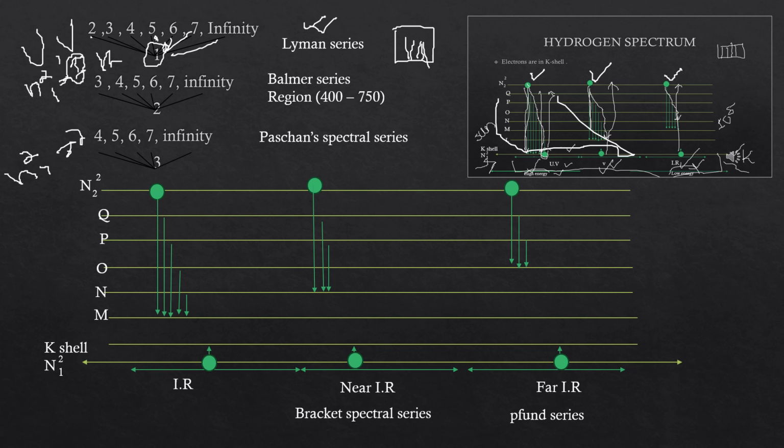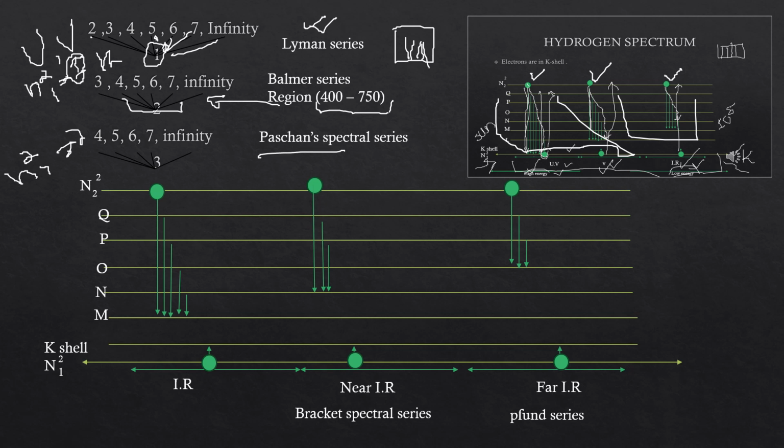We know that visible rays have a range from 400 nanometers to 750 nanometers, so we say it is visible. These series are known as the Balmer series. Now the last one, infrared. These series are known as the Paschen spectral series.